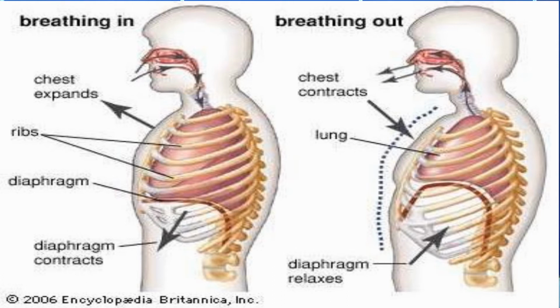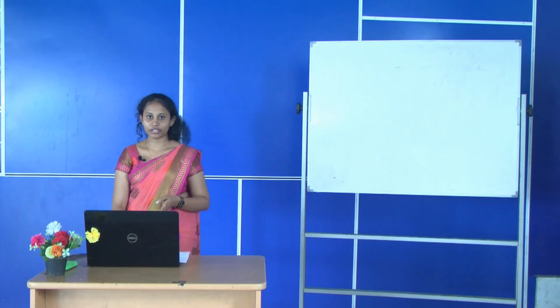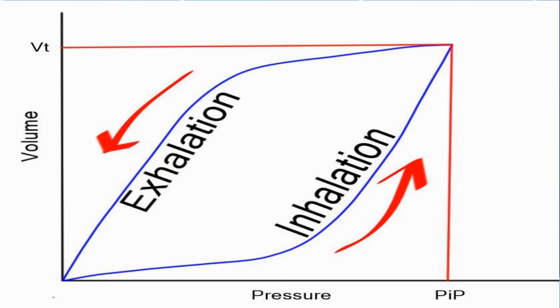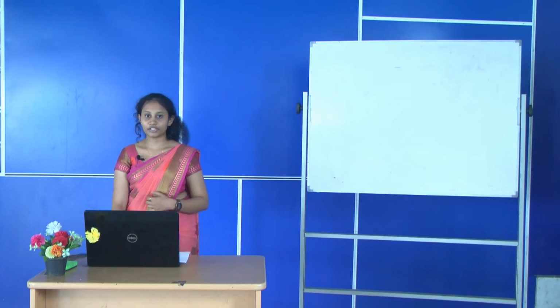As we all know, the relationship between volume and pressure is inversely proportional. So when the volume is increased, the pressure inside the thorax decreases. So now the pressure inside the lungs is lower than the atmospheric pressure. So the air moves inside the lungs.